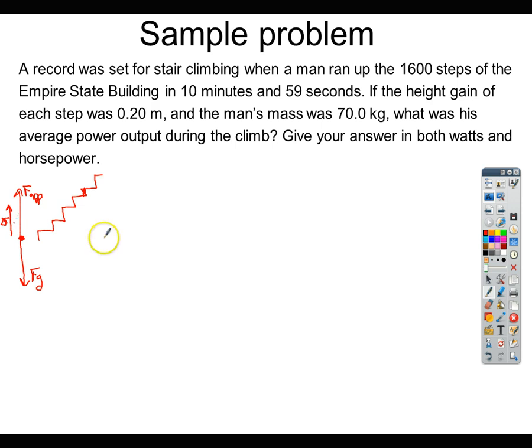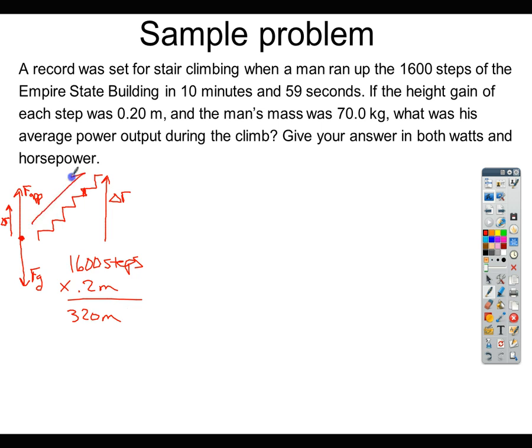Let's figure out how high we actually go. So let's figure out what is our delta R. Our delta R, we know that we have 1,600 steps. Each one of those steps is 0.2 meters. If you multiply those two together, you'll notice that you should end up with 320 meters. Doesn't seem like a lot, but if you remember, a meter is about up to your waist. So 320 of those would be quite a distance.